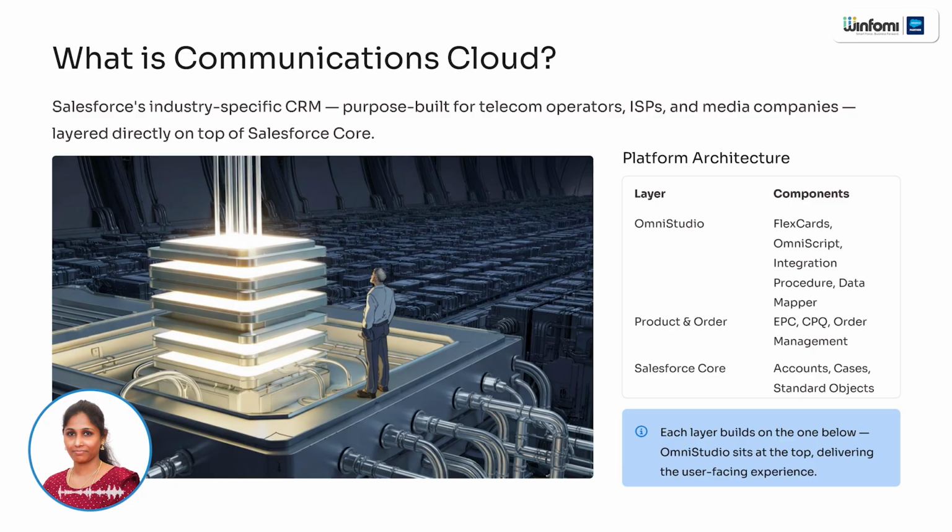Now, if we look at the platform architecture, Communications Cloud is built in 3 layers. The bottom layer is Salesforce core. This is where our basic data lives: accounts, contacts, cases, and other standard Salesforce objects. The middle layer is the product and order layer. This is where product catalog, pricing, and order management sit. And on the top layer, OmniStudio plays an important role in Communications Cloud.